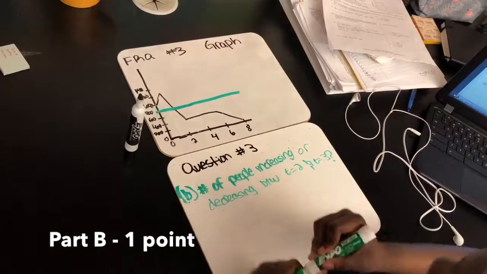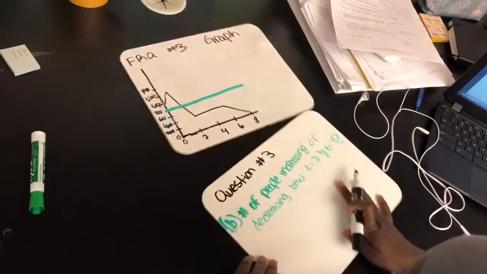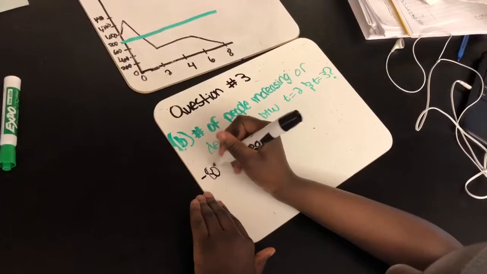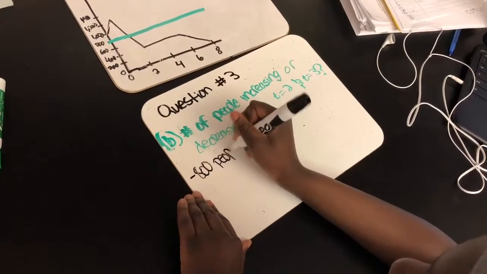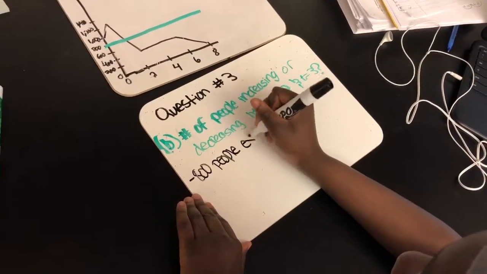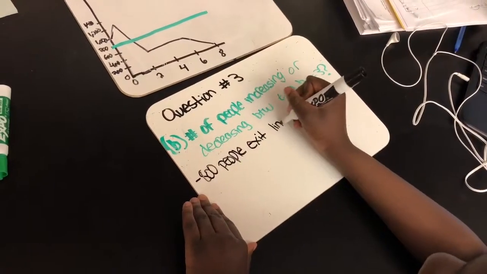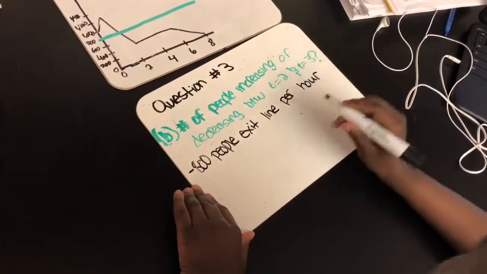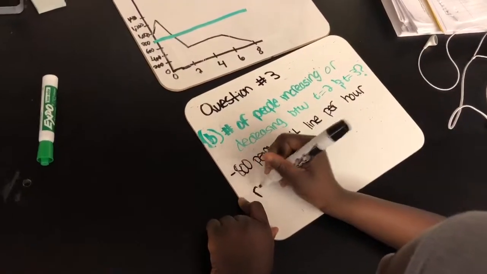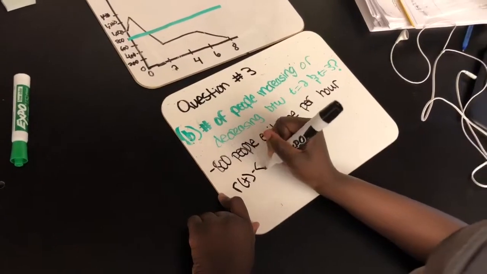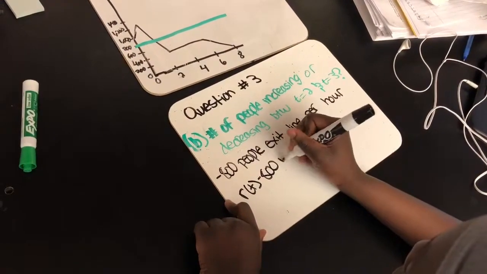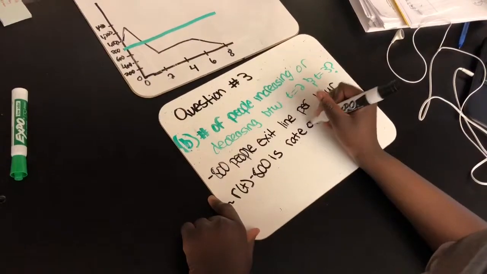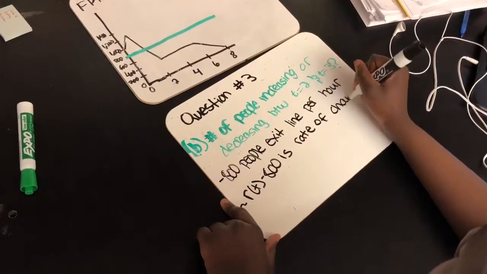For B, the question reads, is the number of people waiting in line to get on the ride increasing or decreasing between t equals 2 and t equals 3? Justify your answer. 800 is the people exiting the line per hour. That's why it's so important to draw that straight line at 800. So R of t minus 800 is the rate of change of the line. That's very important. Do not forget that.